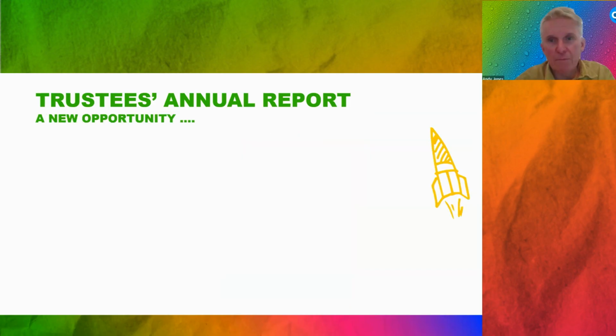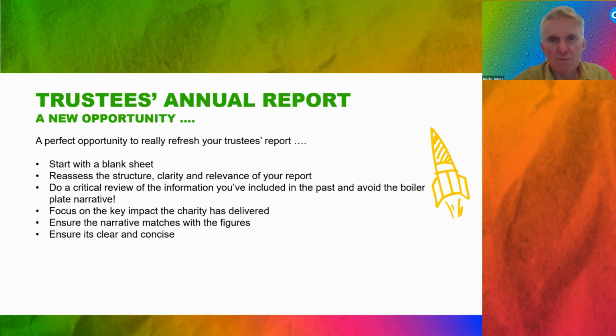So overall, a lot of new changes, a lot of similar content, but I think this is a real opportunity. It's a new opportunity to really refresh your trustees report. So almost start with a blank sheet. Look at what you've reported in the past. Do a critical review of what you've included in the past. Is that really satisfying what the new SORP is focusing on?